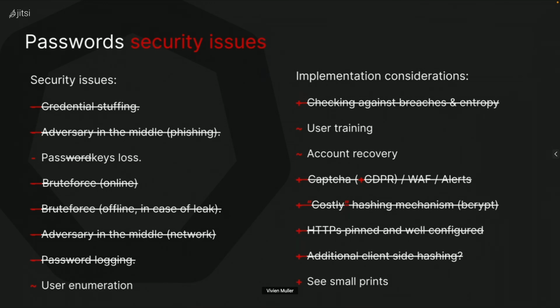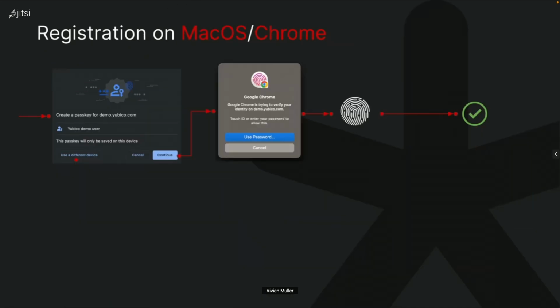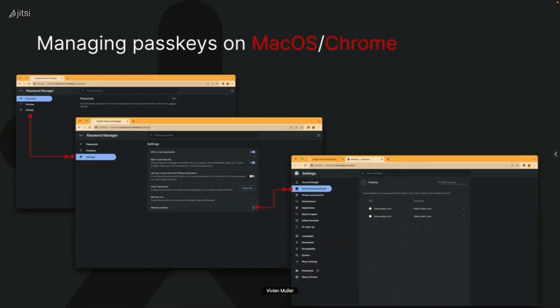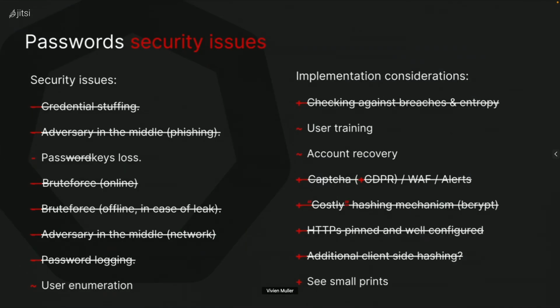You don't have password login anymore, but you still do have the user enumeration problem. If we go back to the first step, we see that on the assertion options, we send the username, and this is quite problematic because if you're an attacker, you would know this person is registered on that site, and then you can craft some attacks around that information. And you still need account recovery, which requires end-to-end encryption. It's not a trivial thing, and so if you lose all your devices, basically you're gone. That's it. You cannot recover.